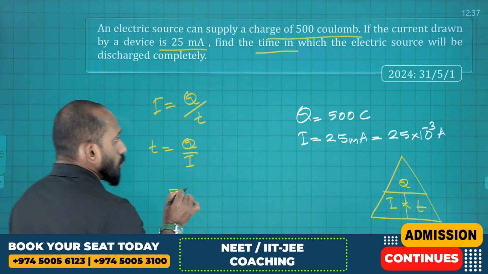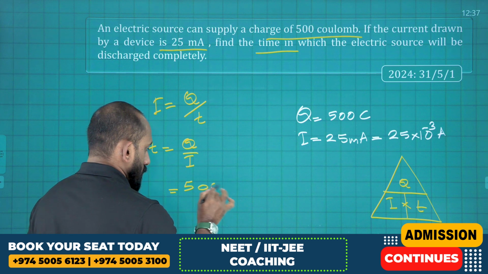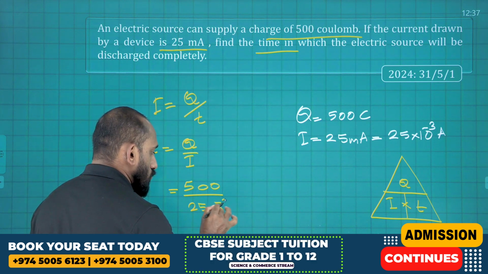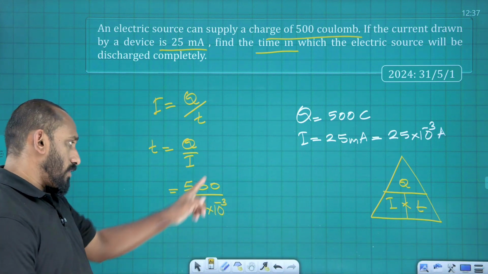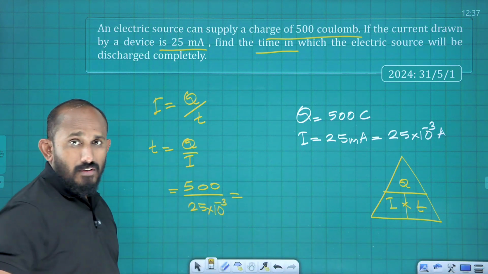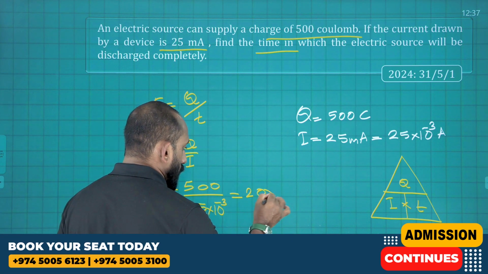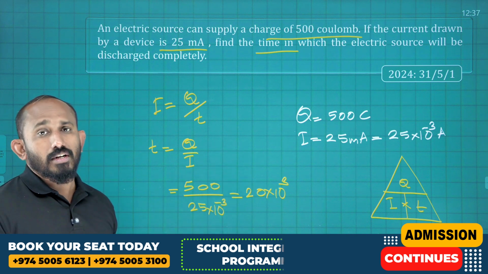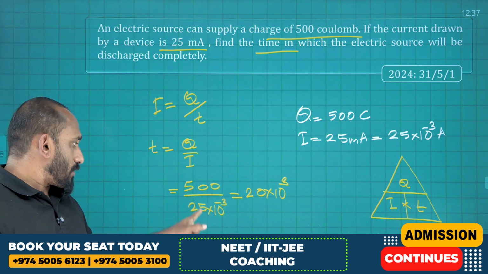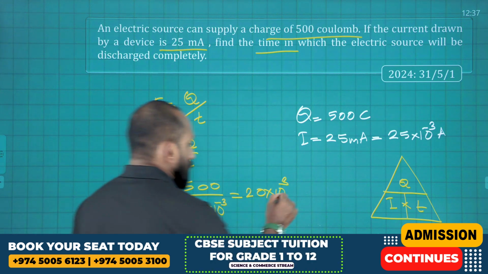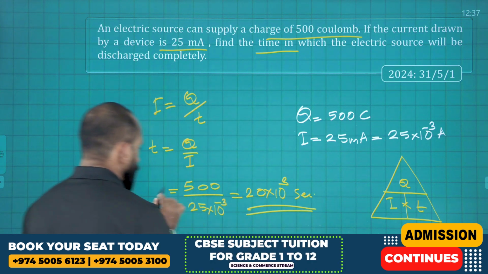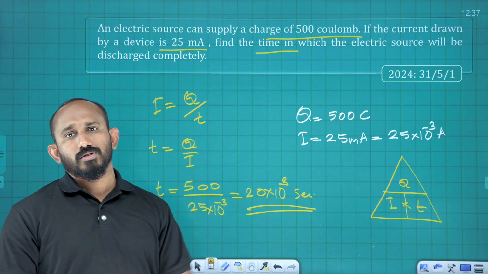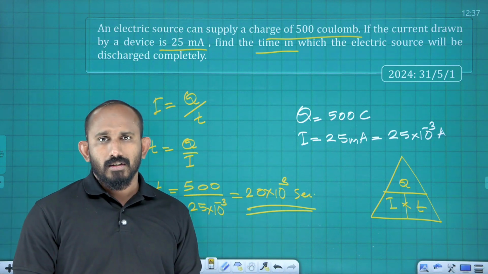How much is Q? Q is 500, divided by, how much is I? 25 into 10 raised to minus 3. If you rearrange it, it will become 50 by 25, that is 2. So this is 20 into 10 raised to 3. 10 raised to minus 3 in the denominator, you take to the numerator, that is 10 raised to 3. In 50, 25 is 2 times, so 20 into 10 raised to 3 seconds will be the answer. So in this many seconds, the source will completely discharge, meaning the total charge will flow out. Hope you got it. Let's go for the next question.